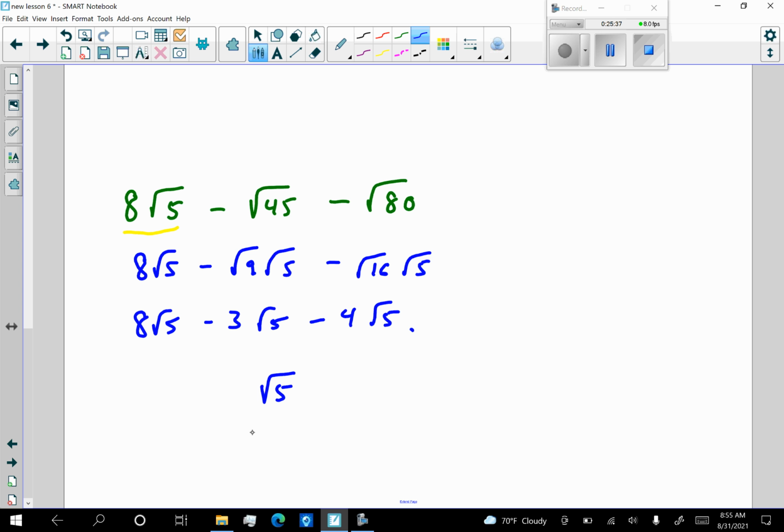If you on the sheet could do number 14, please.